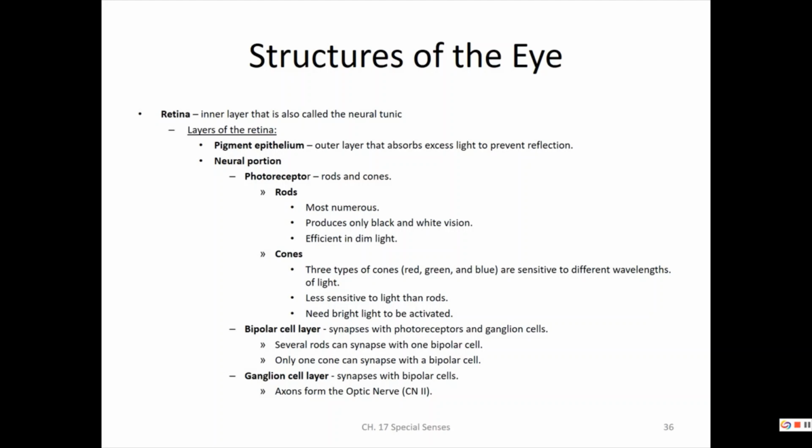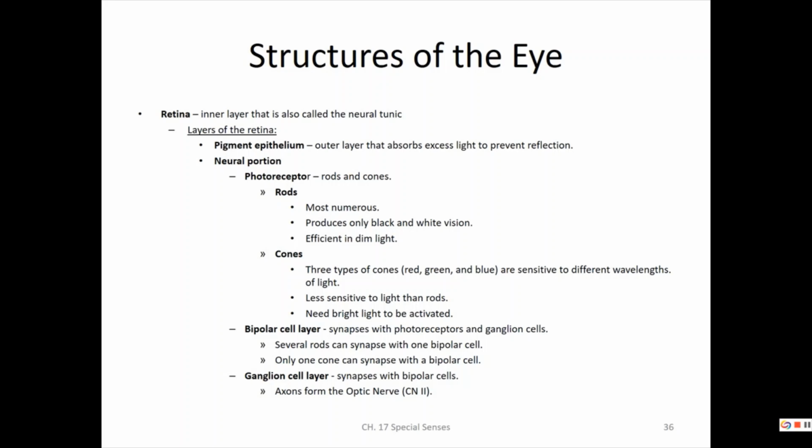The retinal tunic, the retina, the neural tunic, is the innermost. Now, it has two main layers, a pigmented epithelium and the neural portion. The pigmented epithelium is going to have all the melanin in it to absorb extra light, preventing reflection. Now, your dog doesn't have a pigmented epithelium. It's got a reflective layer. So when you shine light in your dog's eye, you see the dog's eyes glowing back at you. That's because it doesn't have that pigmented epithelium like we do.